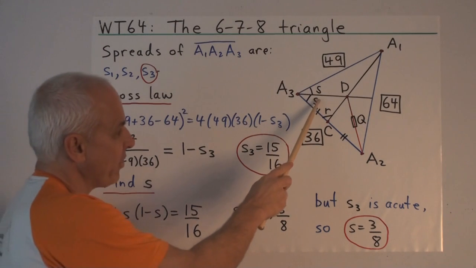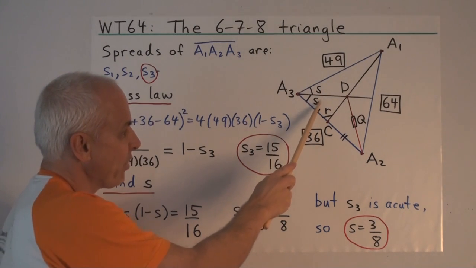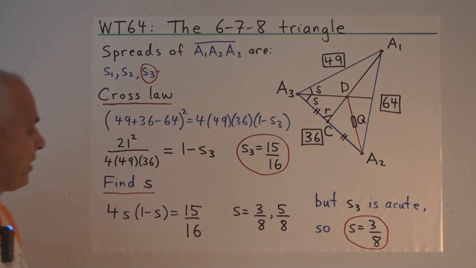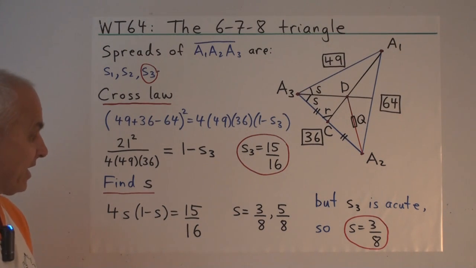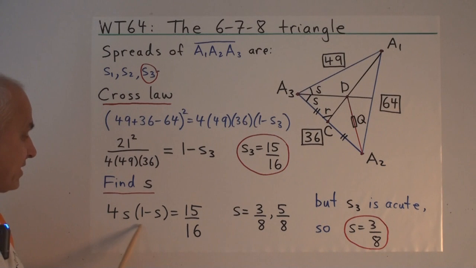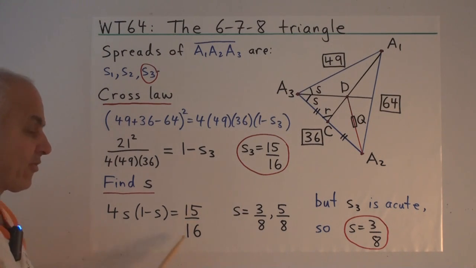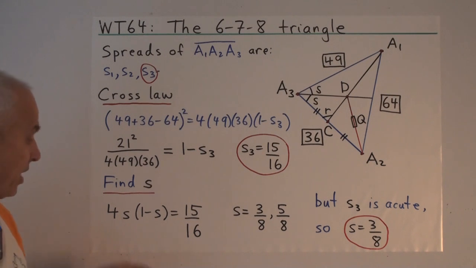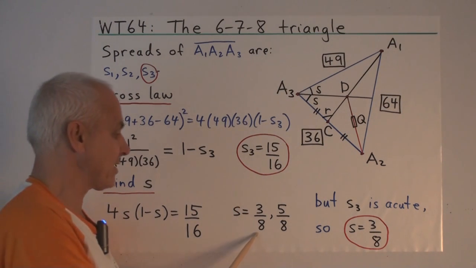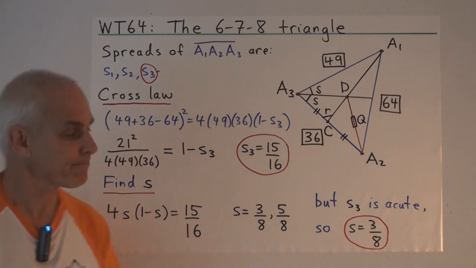Now we're going to try to find the spread S. And this spread together make a spread of S3. And so the relationship between S and S3 is that 4 times S times (1 minus S) equals S3. This is the second spread polynomial, otherwise known as the logistic map. Now this has two solutions. It's a quadratic equation, and you solve that. You find 3/8 and 5/8.